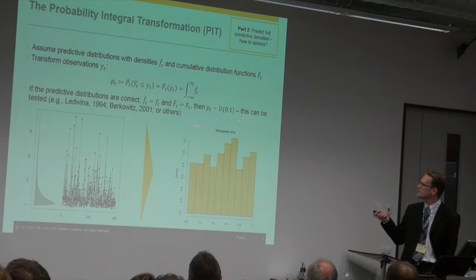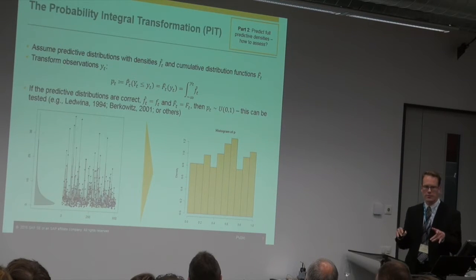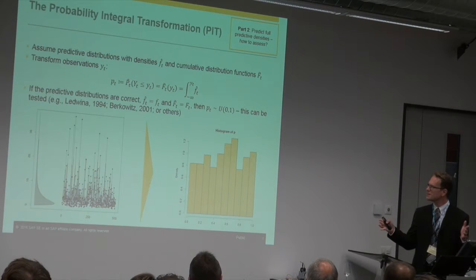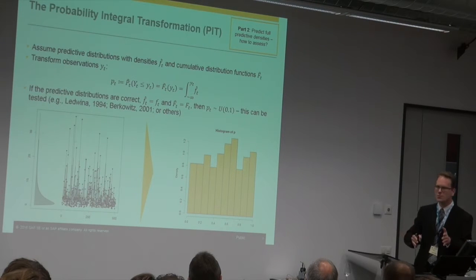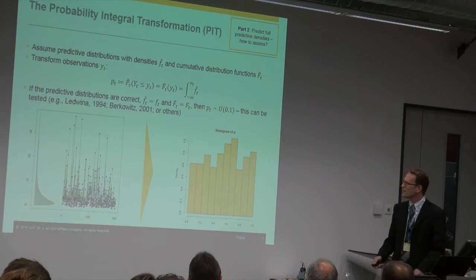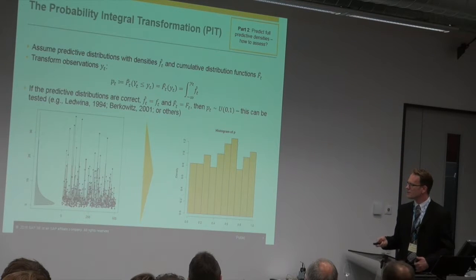And you want to see whether these are uniformly distributed. Well, you can test them. There's lots of literature on testing uniformity. Often people do the roundabout way and transform it into a normal distribution, then test normal distribution. I don't like that. But it doesn't matter. There's different ways of doing this.